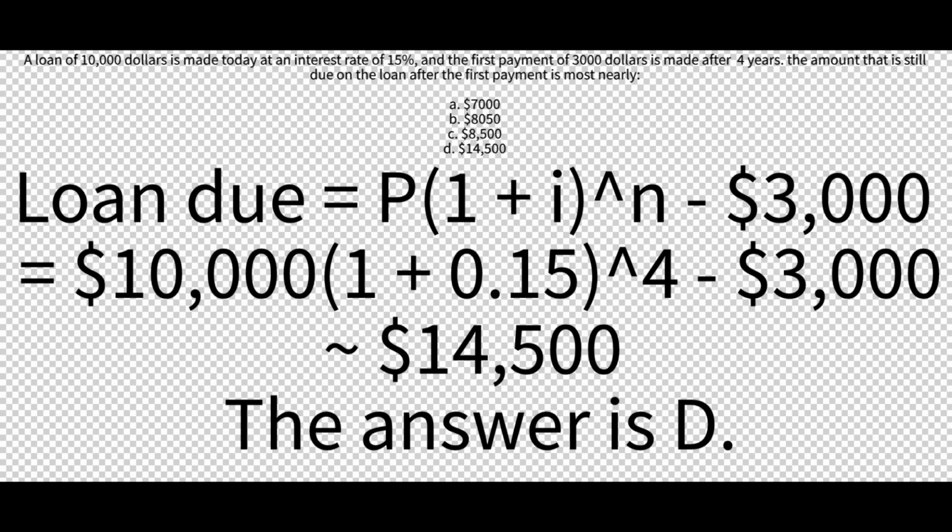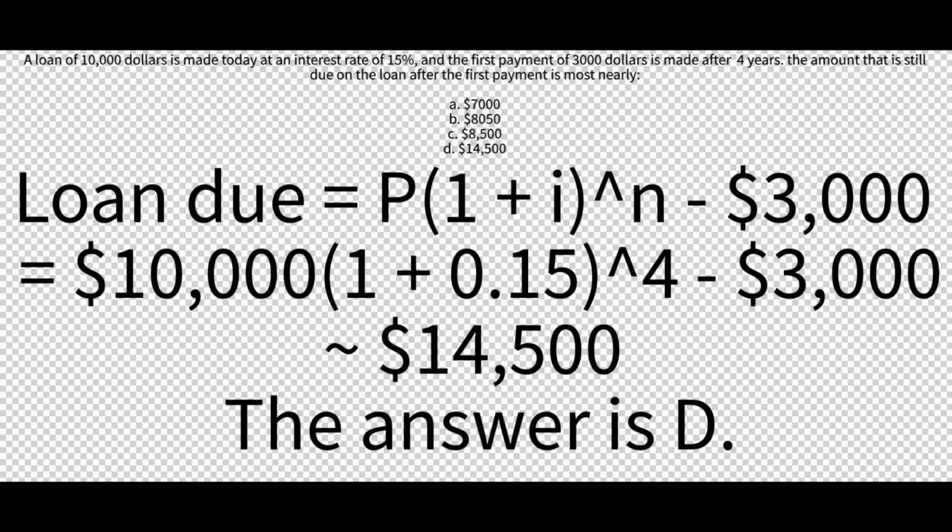Walking through an example, let's look at an example to make this concrete. Suppose you borrow $100,000 at an 8% annual interest rate for 10 years. In year 5, you make a lump sum payment of $25,000. How much is still owed after that payment?